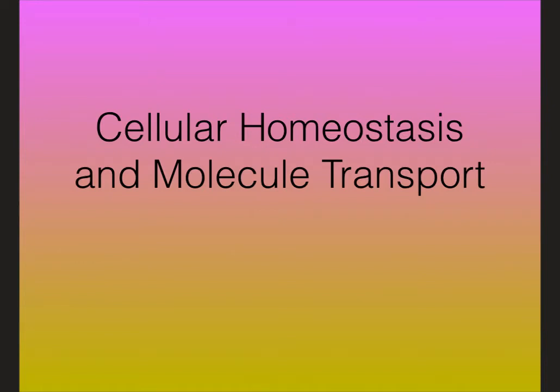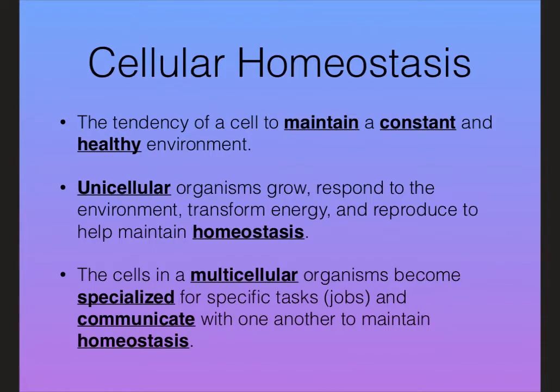In this video, we're going to be talking about how a cell maintains homeostasis, so stays in a stable, healthy environment, while molecules are being transported across the cell membrane. So to start with cellular homeostasis, the tendency of a cell to maintain a constant and healthy environment is homeostasis. So it's just this healthy, stable environment, all right?